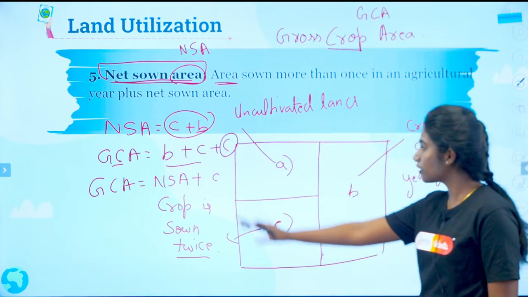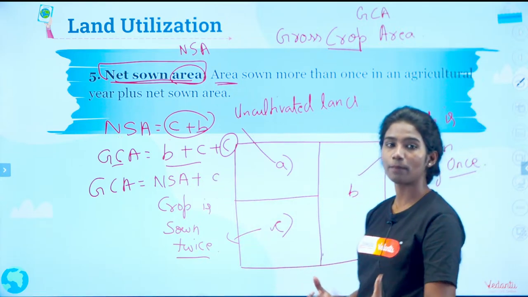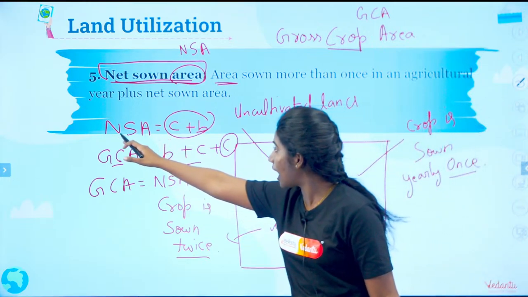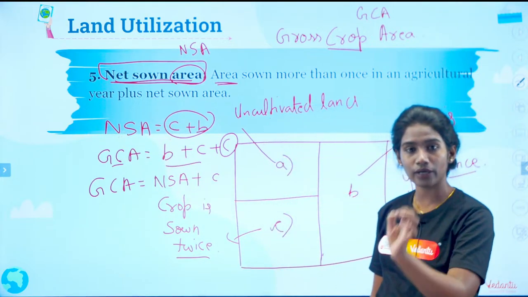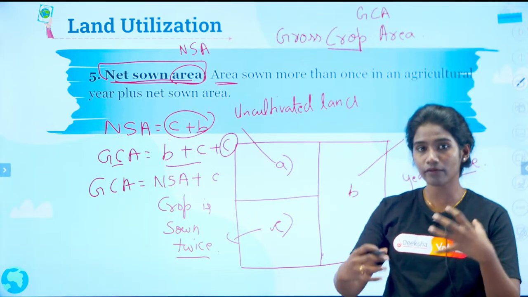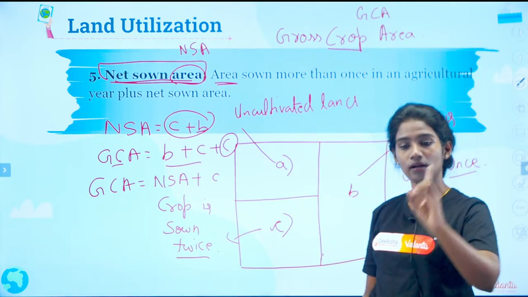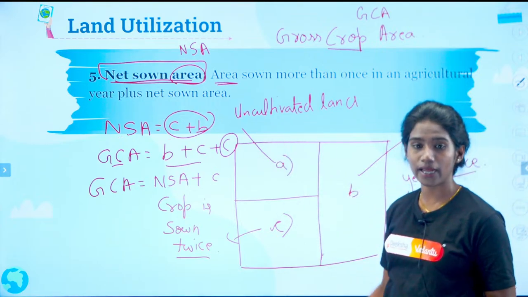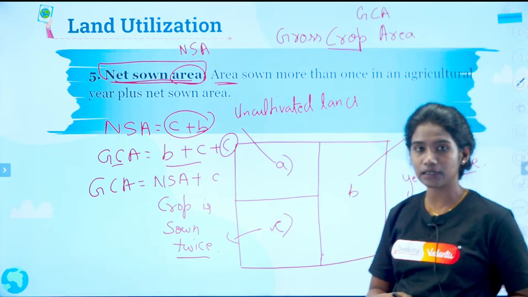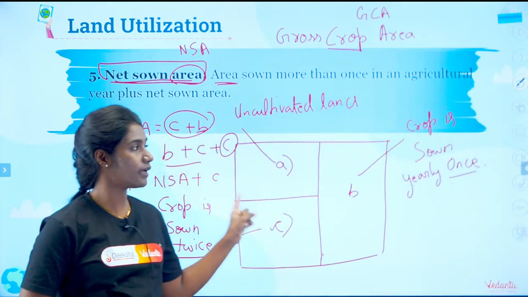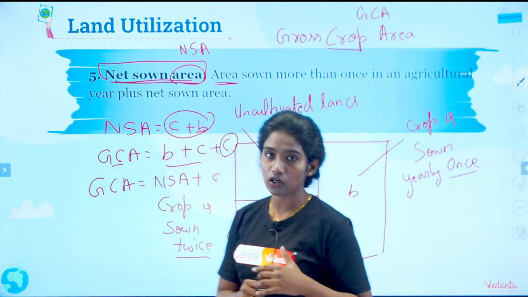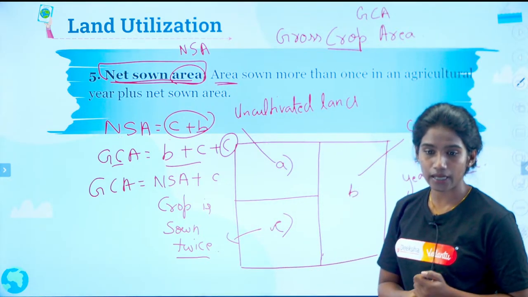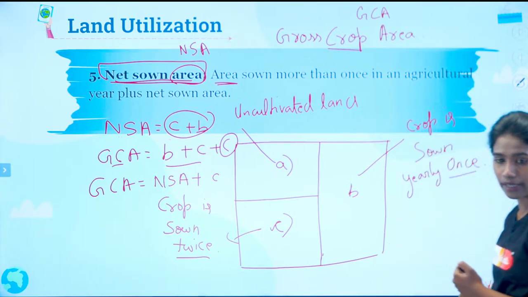You will get the gross crop area, that is how many times the crop is sown in that one agricultural year. Whereas if they ask about the net sown area, it talks about the area in which the crop is sown in that one agricultural year. So you understood the difference between net sown area and gross crop area, students? Clear with this? This is one of the important concepts from which a question can be asked: what is net sown area. Clear with that?